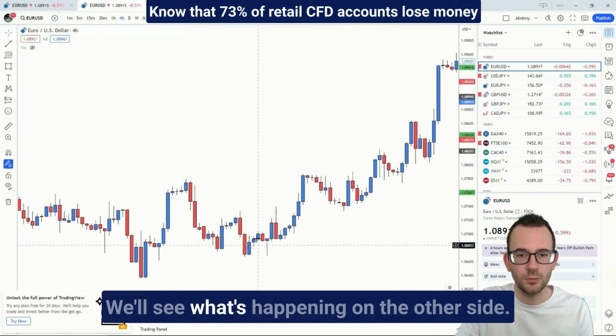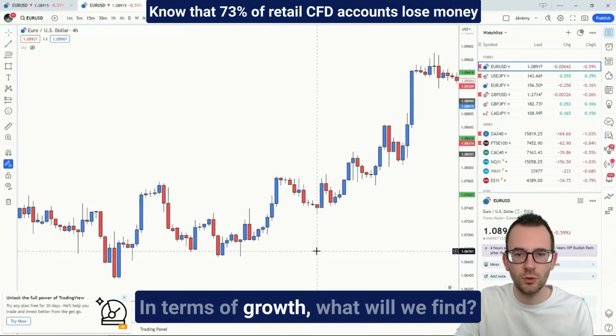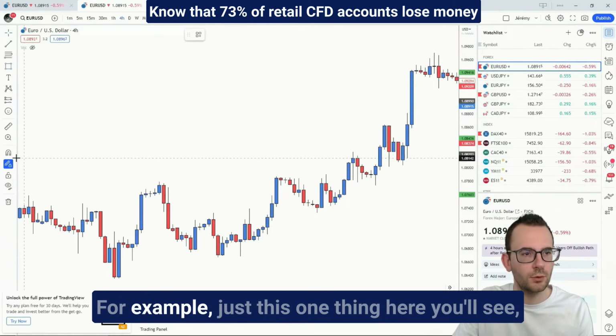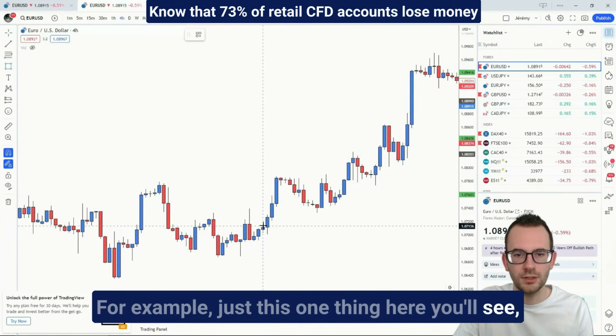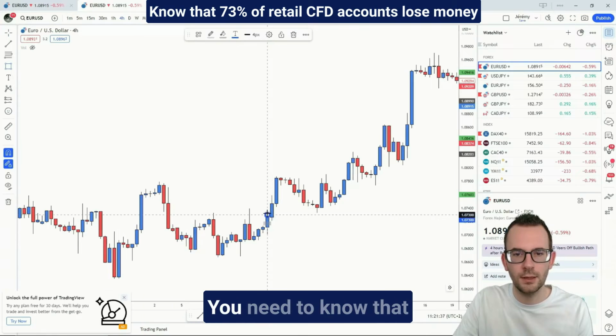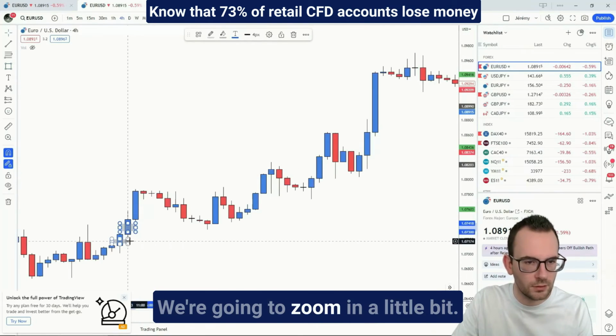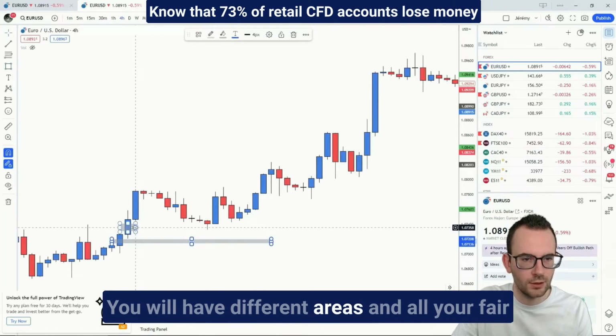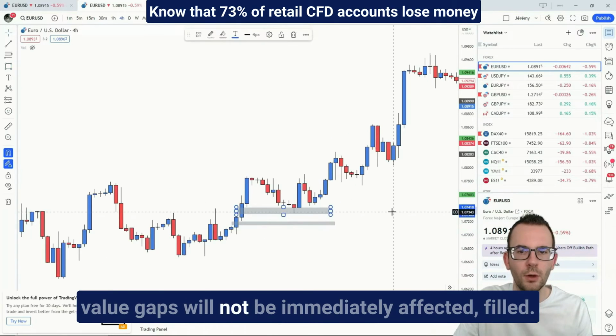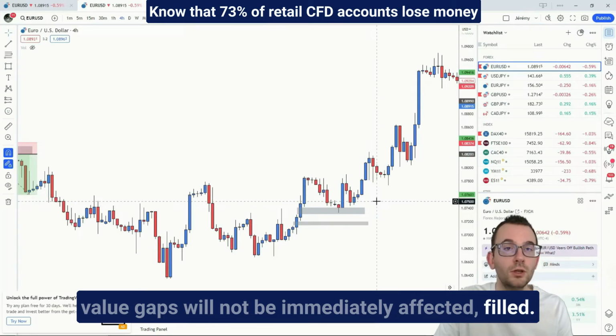Down. We'll see what's happening on the other side in terms of growth. What will we find? For example, just this one thing. Here you'll see we have this one, we have this one. You need to know that sometimes you have different areas. We're going to zoom in a little bit. You will have different areas and all your fair value gaps will not be immediately affected, filled.